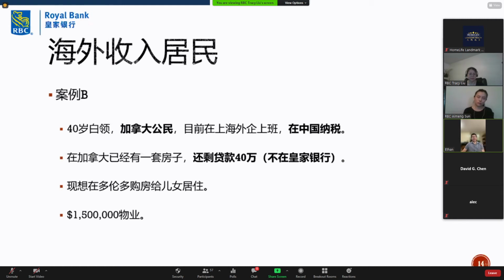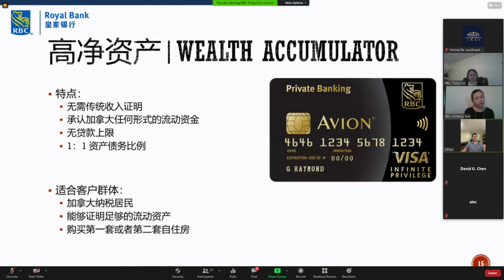And they are paying taxes in China. They already have a mortgage in Canada. They are looking to purchase a second property. In this case, they are buying property for $1.5 million. If they have sufficient income, even though they are Canadian citizens, we can still qualify them under our foreign income program, and we can lend them a maximum of $1 million. So those are the two typical scenarios that we encounter for this program, foreign income.